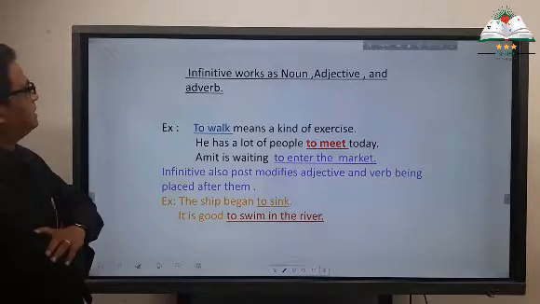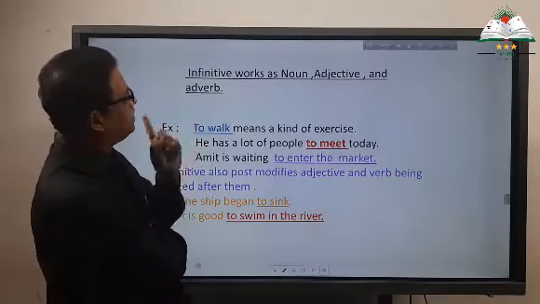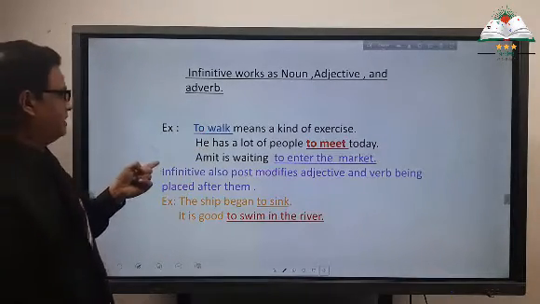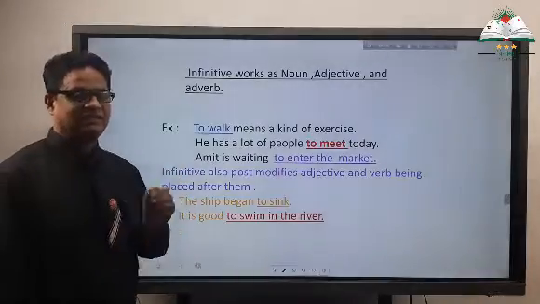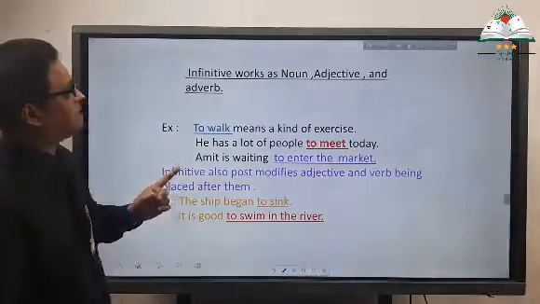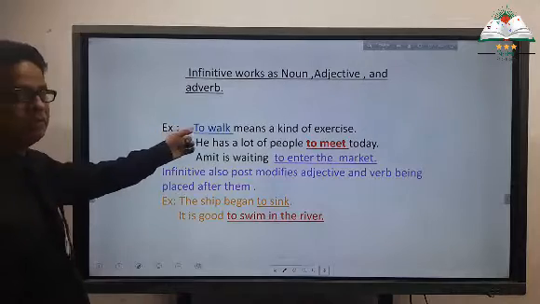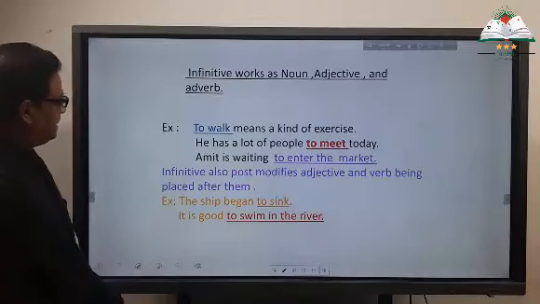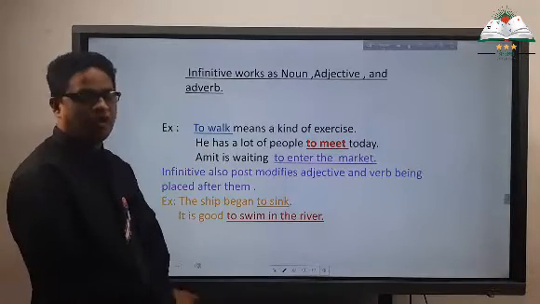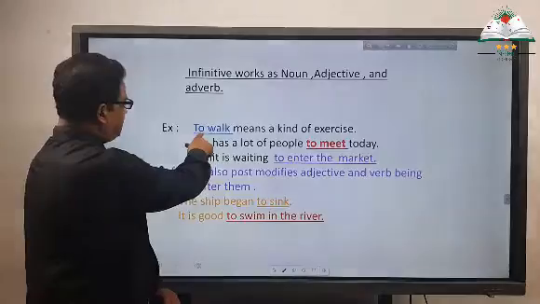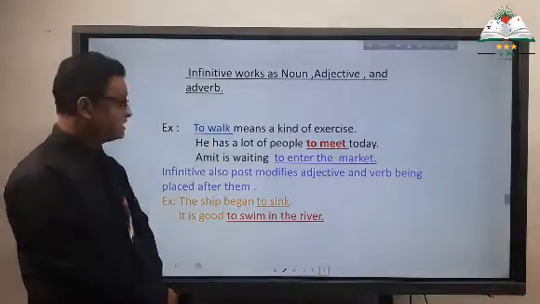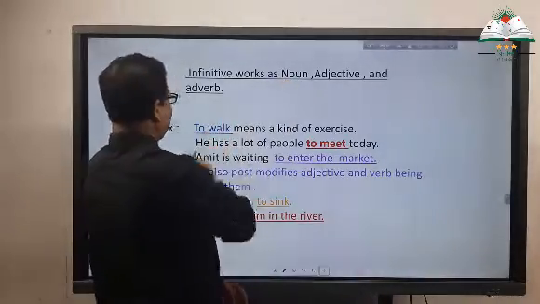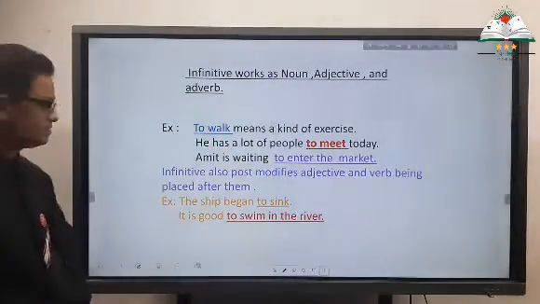So, now we will learn infinitive works as noun, adjective and adverb. Mind it, dear boys and girls. These infinitives will be used as noun, adjective and adverb. In the first example you see, to work means a kind of exercise. Here to work is an example of infinitive, but it is working as a subject, as a noun in the sentence. So, it is working like a noun. So, infinitive has been used as a noun in the sentence.